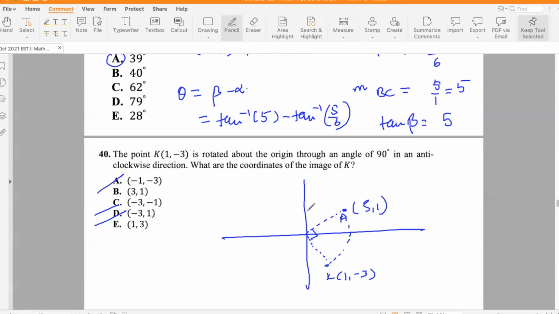I think it would be 3, 1, not 1, 3, but let's just confirm. So if it's 3, 1, the slope here would be 1 by 3, and the slope of this line would have been -3. Yeah, and they are perpendicular, so the product is -1, so it's 3, 1.